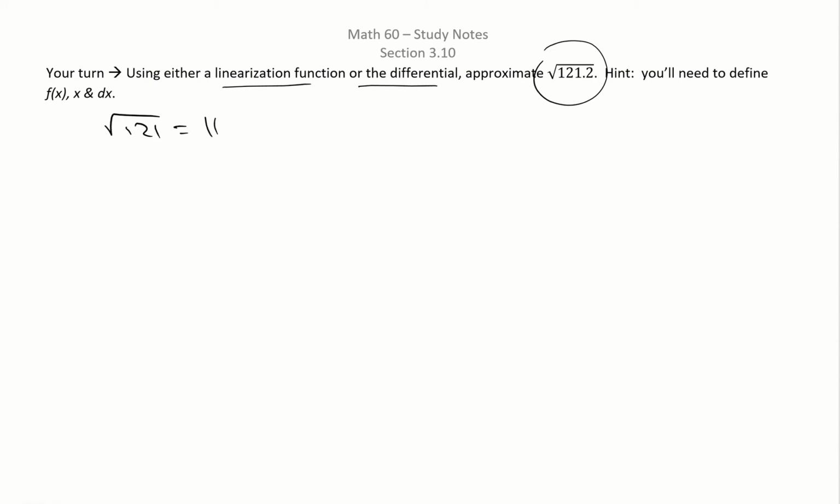So what's happening is I know what the square root of 121 is. It's 11. Yay! But here's 121.2. What we're going to do is go a little bit farther, as we always do. In fact, we're going to go to 121.2. So your delta x is actually 0.2, isn't it? So that's one thing that's defined, but there's other things.